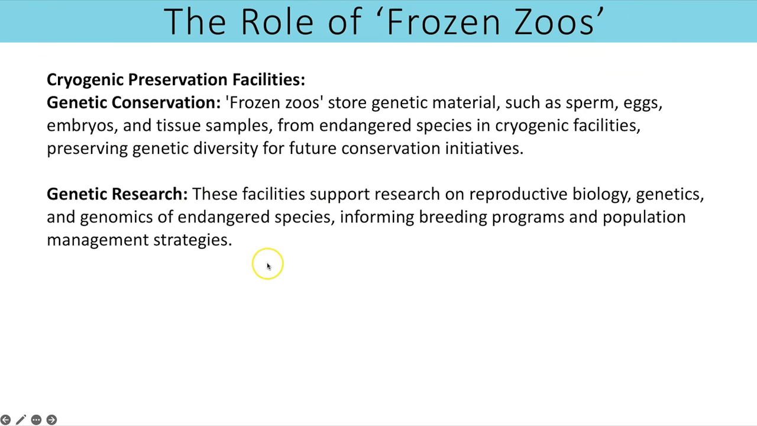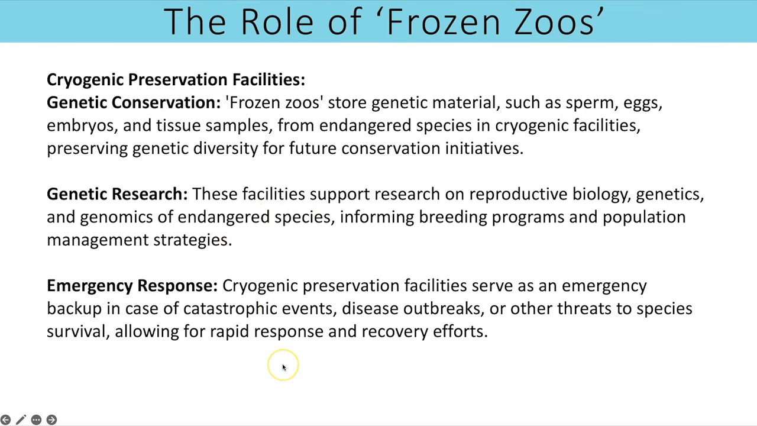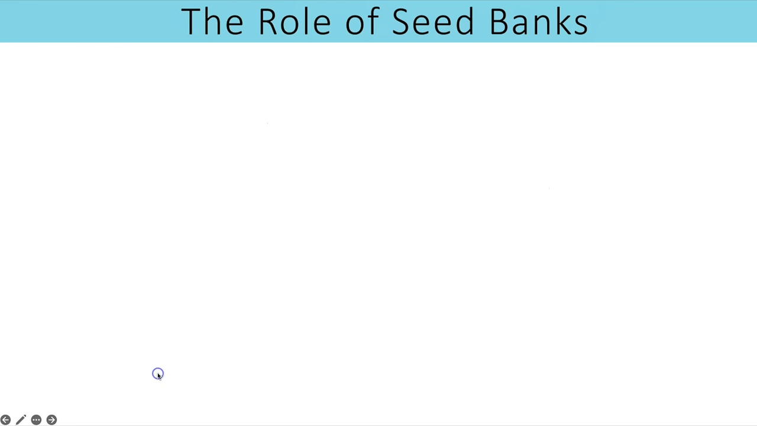You also have genetic research, and these facilities support research on reproductive biology, genetics, and genomics of endangered species, which helps to inform breeding programs and population management strategies. And then we've got the emergency response. So cryogenic preservation facilities serve as an emergency backup in case of catastrophic events, disease outbreaks, or other threats to species survival, allowing for rapid response to recovery efforts.